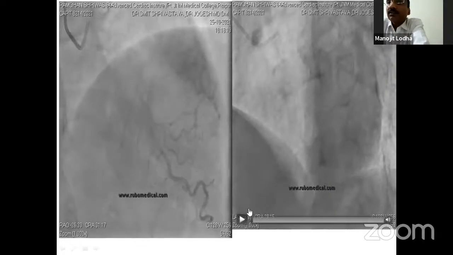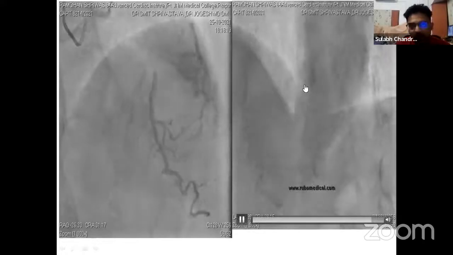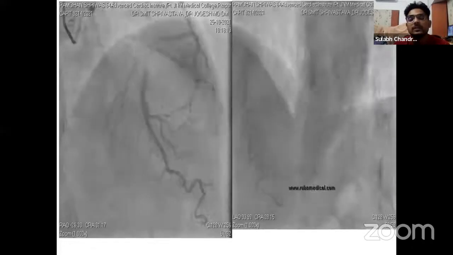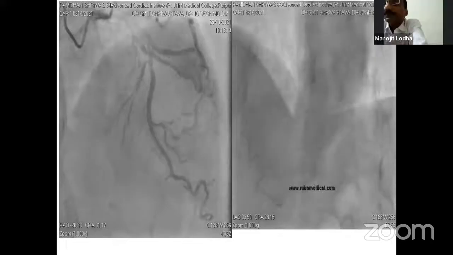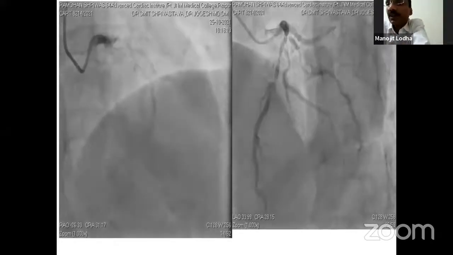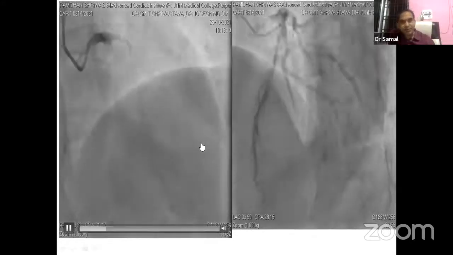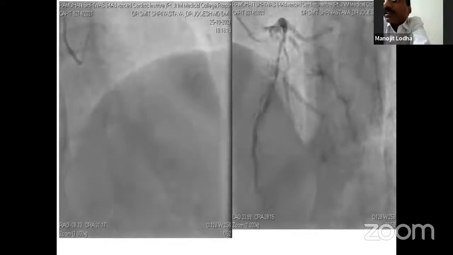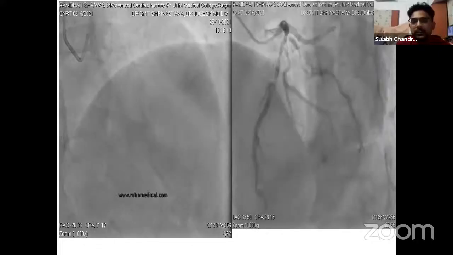One minute, sir. In this view, we can see the haziness at the D1 ostium, sir. Okay, I got it. It arises from the diseased part itself. Yes, it's arising from the diseased part, but I wanted to know whether the D1 ostium itself was diseased or not. Yes, sir, it was diseased.